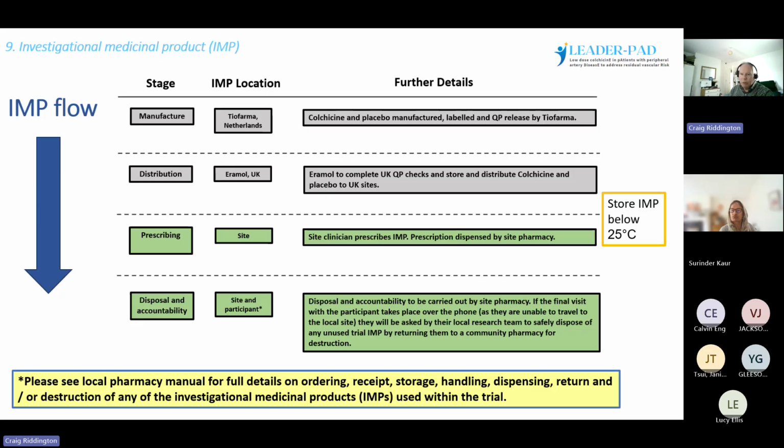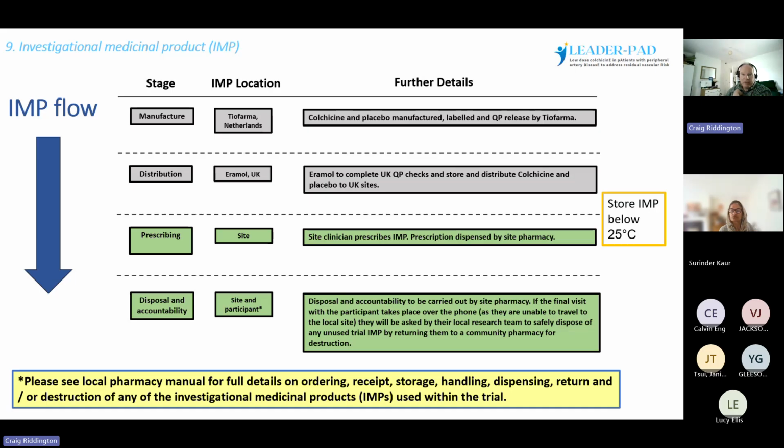In the UK, Aeromol are contracted by us to store and distribute the IMP to sites. There will be up to 6 dispatches to sites during the trial. The initial order and subsequent orders will be placed by us, the UK trial management team. The initial order will contain 6 months' worth of study medication, based on 3 randomisations a month. This equates to roughly 60 blinded product boxes and 24 active run-in product boxes.